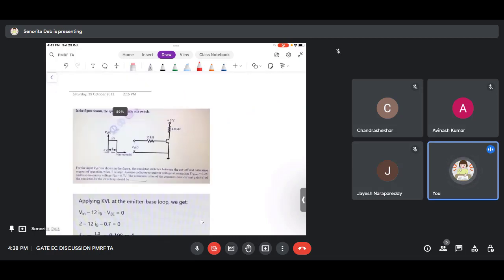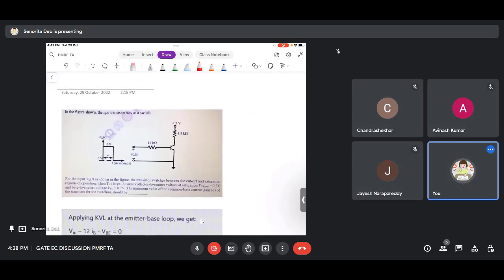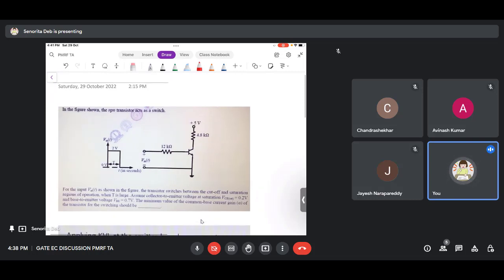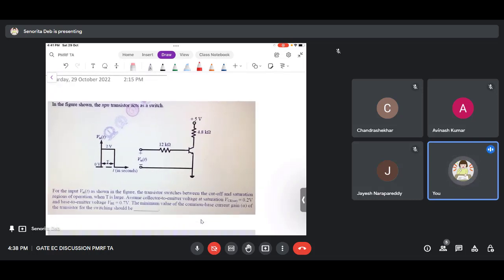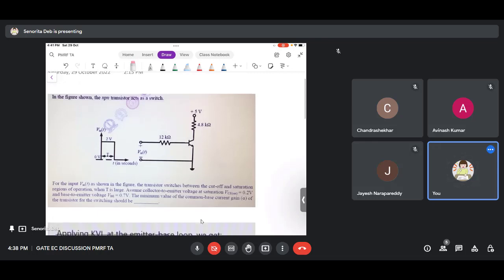So now this is another question. Vin is given, you can see, and 12k, 4.8k, 5 volts. They have asked: the transistor switches between cutoff and saturation region when Vin is large. What is the minimum value of the common base current gain? So let's see how they have solved the question.